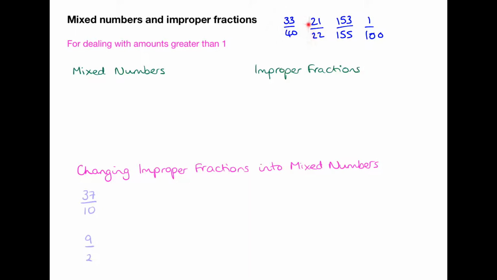Think about pizzas. Okay, split it into 22 pieces, choose 21 of them. You've got less than the whole pizza. So when we're dealing with amounts greater than 1 in fractions, there's 2 different ways of representing them. There's mixed numbers and improper fractions. Okay, so for example, a mixed number is where you get a whole number and a fraction. Okay, so like 3 7/8, for example, where you get a whole number and a fraction. An improper fraction is where the top is bigger than the bottom.